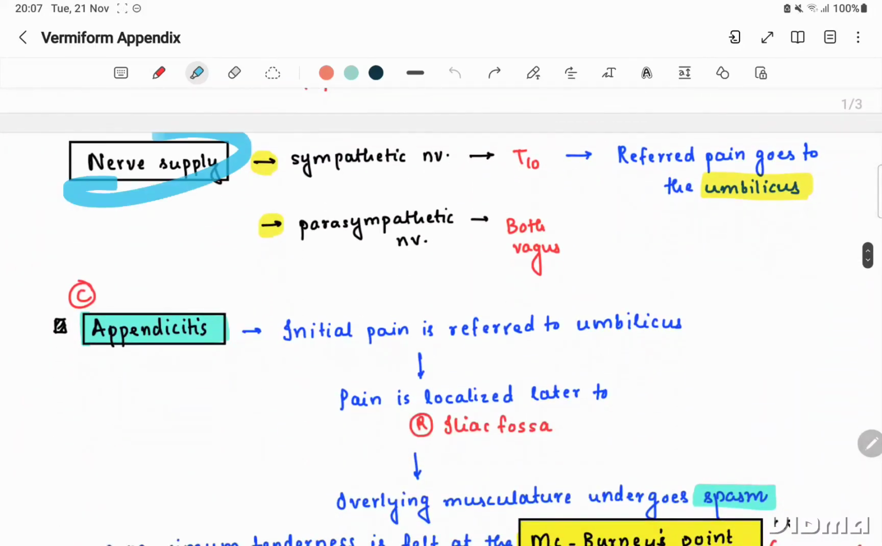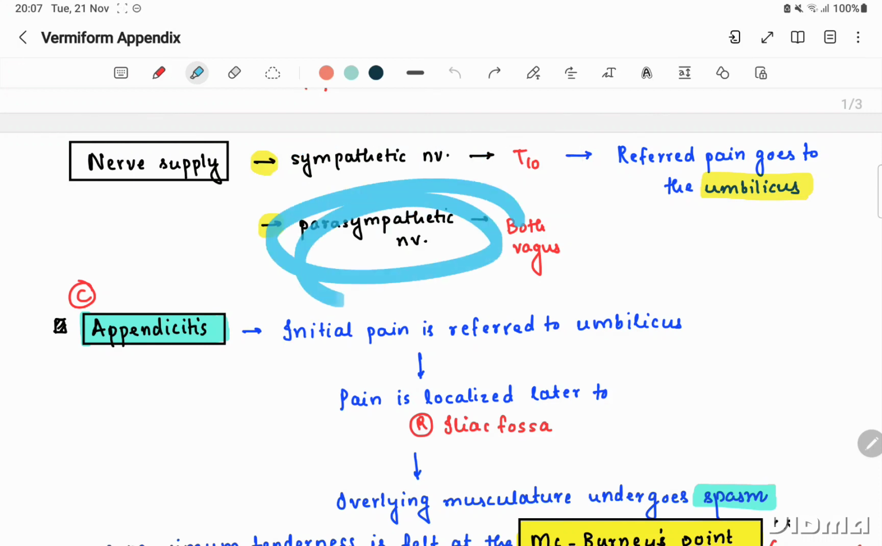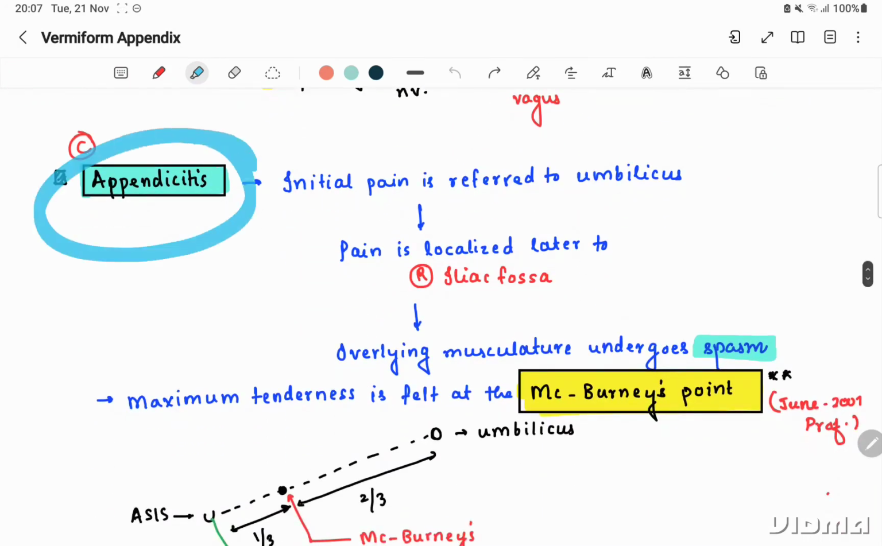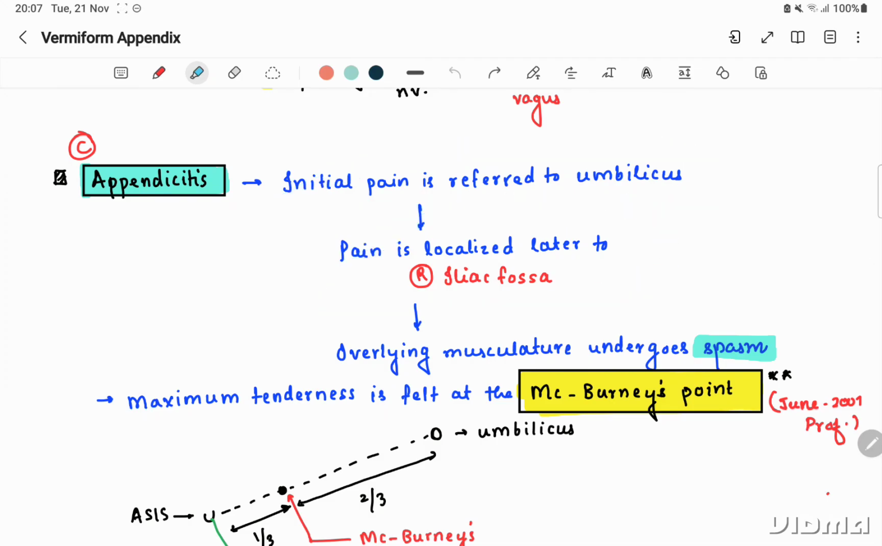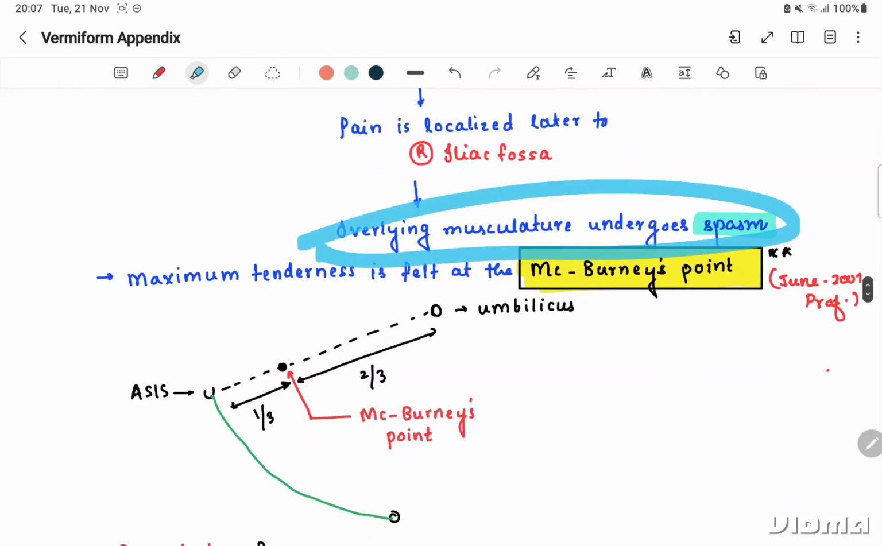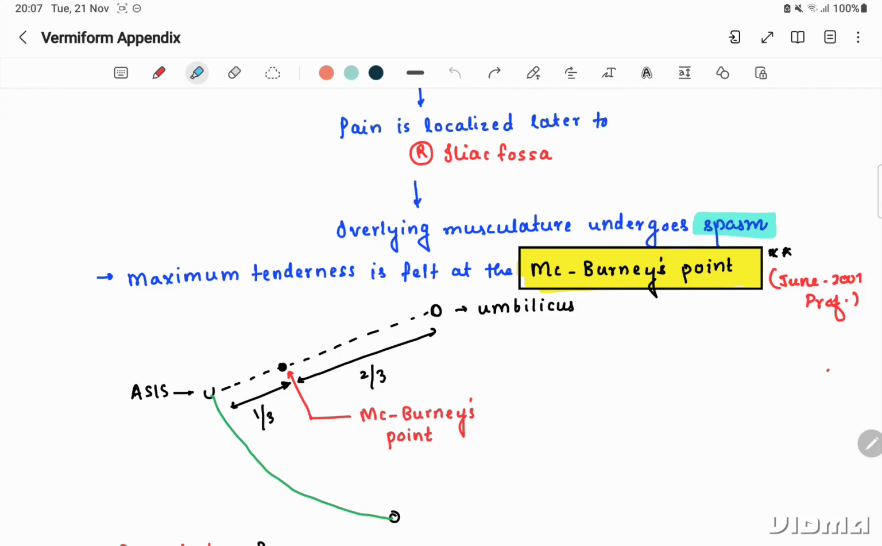Okay. Nerve supply: the sympathetic nerves are from the T10 segment, and referred pain goes to your umbilicus, and the parasympathetic nerve is the vagus nerve. Sympathetic is T10 and parasympathetic is the vagus nerve. In appendicitis, the initial pain is referred to the umbilicus, then pain is localized to the right iliac fossa, and then the underlying musculature will undergo spasm.